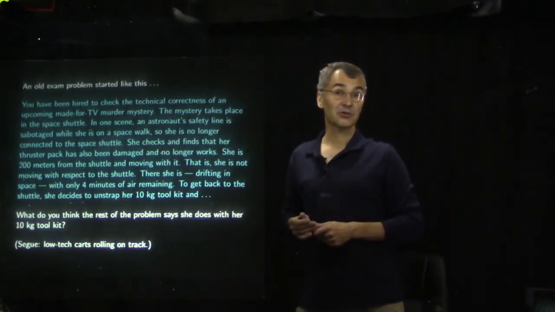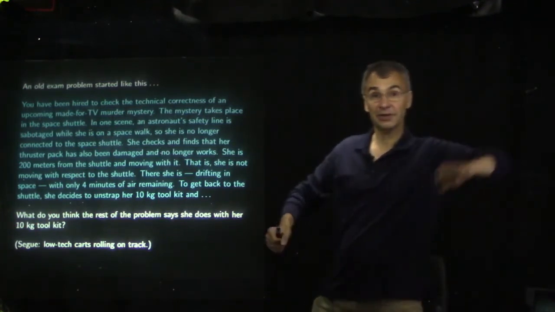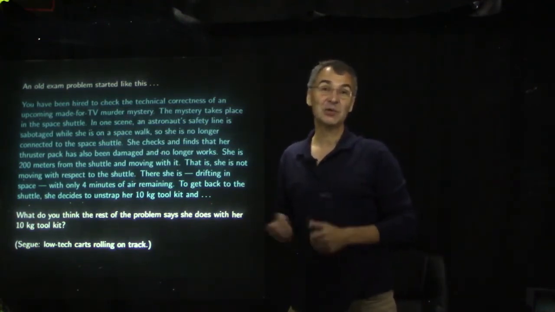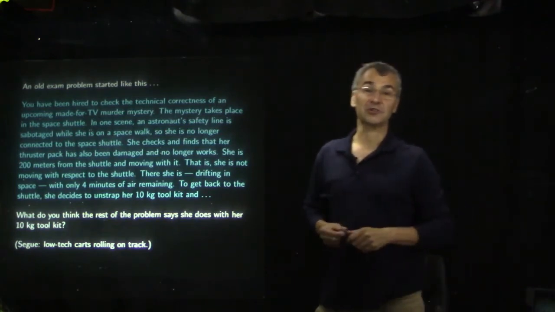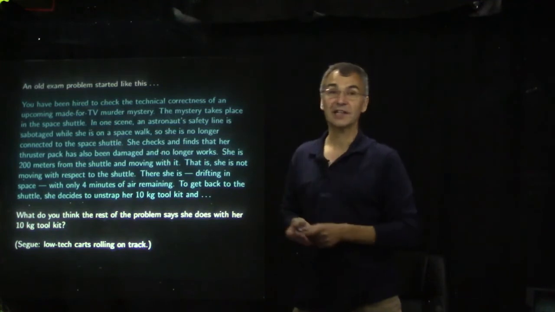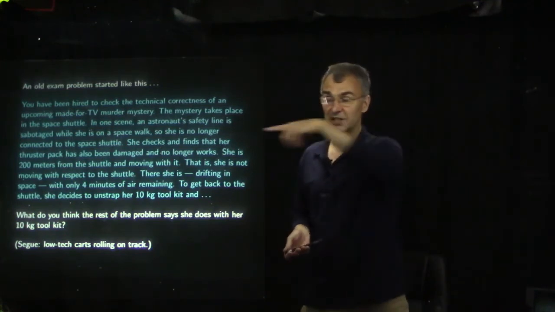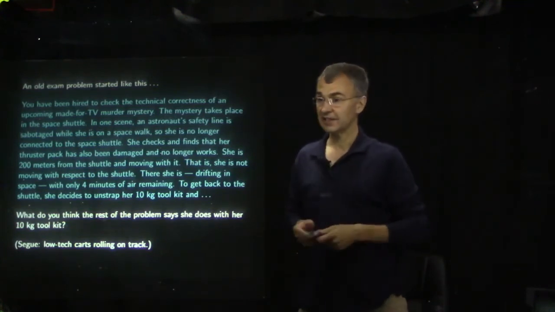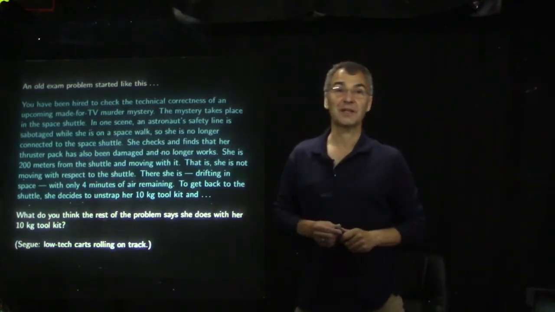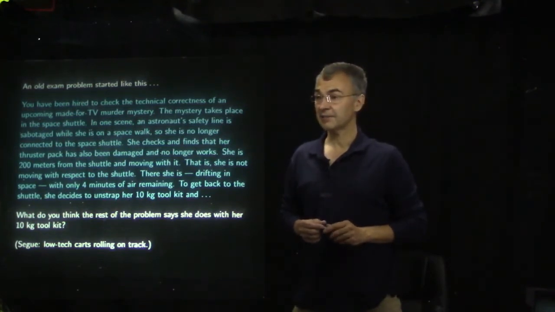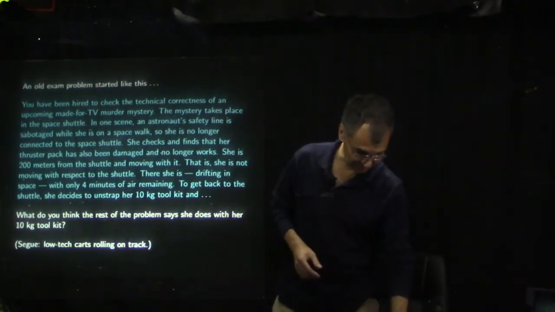I think she should throw her 10-kilogram toolkit with all her might away from the shuttle, and then she will recoil toward the shuttle. And then the question is whether she can throw the toolkit at a high enough velocity away from the shuttle that she then makes it back to the shuttle before her 4 minutes of remaining oxygen run out. So we won't worry about that part, but this is again a momentum problem.